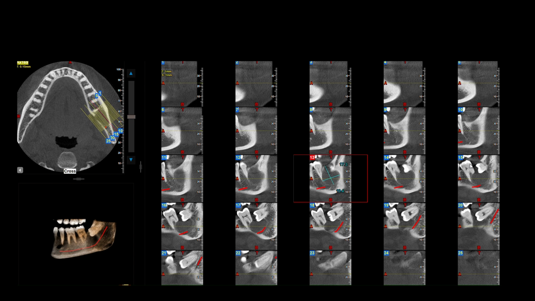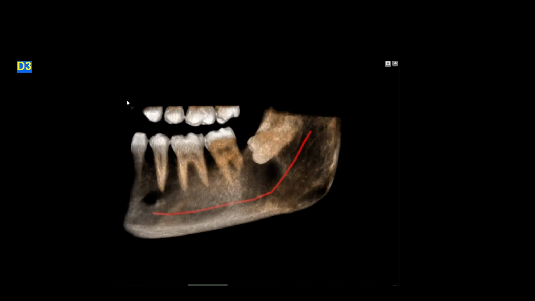So considering the radiographic features, a radiographic diagnosis of a dentigerous cyst would be given to this case. We see here in this three-dimensional image this radiolucency encircling the crown, and it is involving the superior cortex of the inferior alveolar nerve canal.